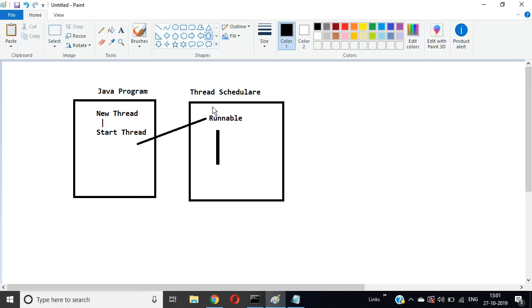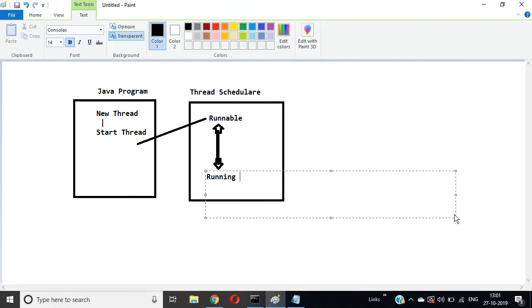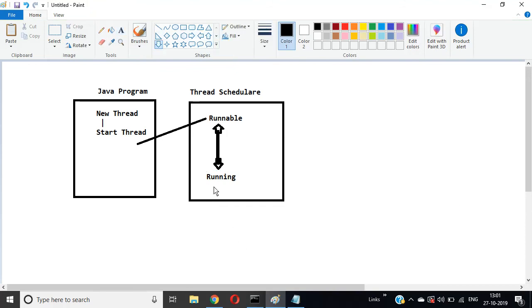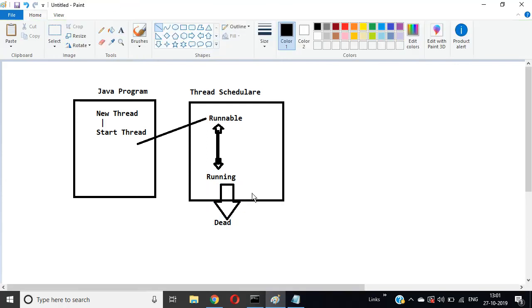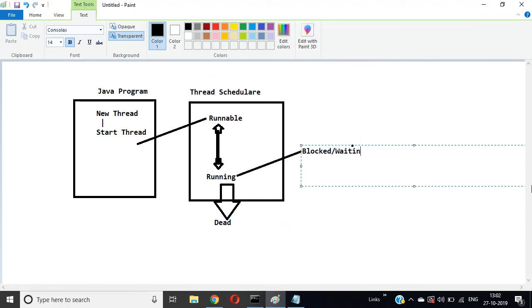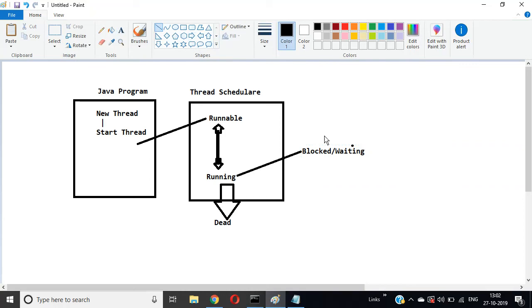Then we have a running state. Then we have one more state, dead. And from running we also have two more states, blocked and waiting. Waiting, and again we have one more state, runnable. Okay, this is the life cycle of a thread in Java. So guys, we want to discuss step by step the complete life cycle of a Java thread. First we'll discuss the new thread.